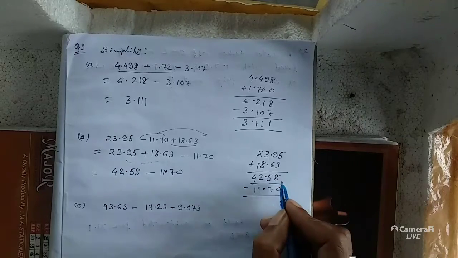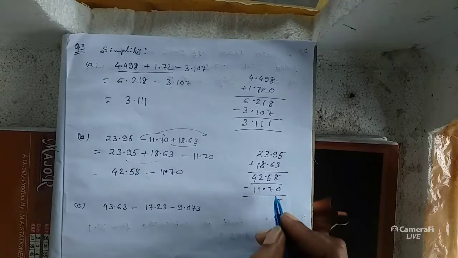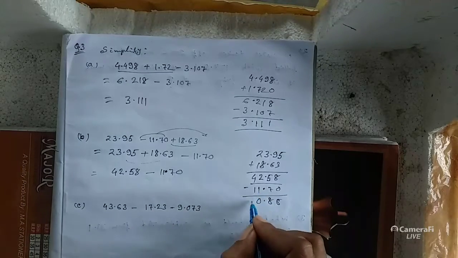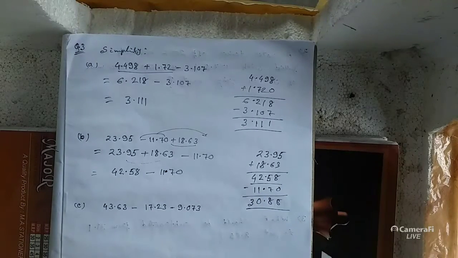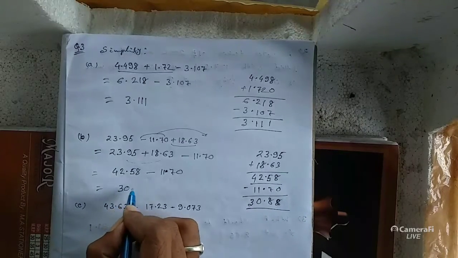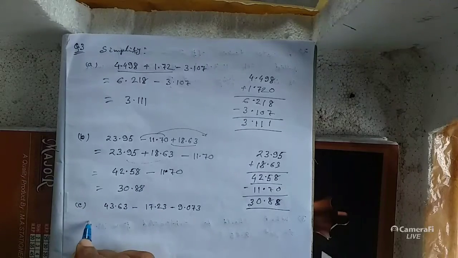11.70, subtract from 42.58. 8 minus 0, 8. 5 means 15 minus 7, 8, 1 borrowing from here. 4 minus 1, 3. 30.88. So the answer becomes 30.88.